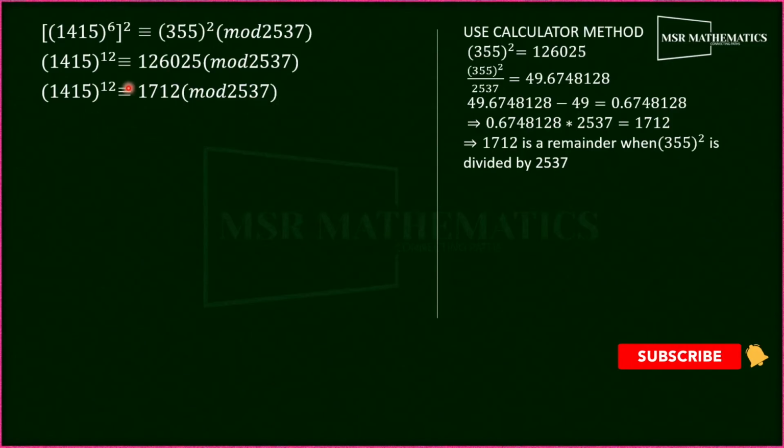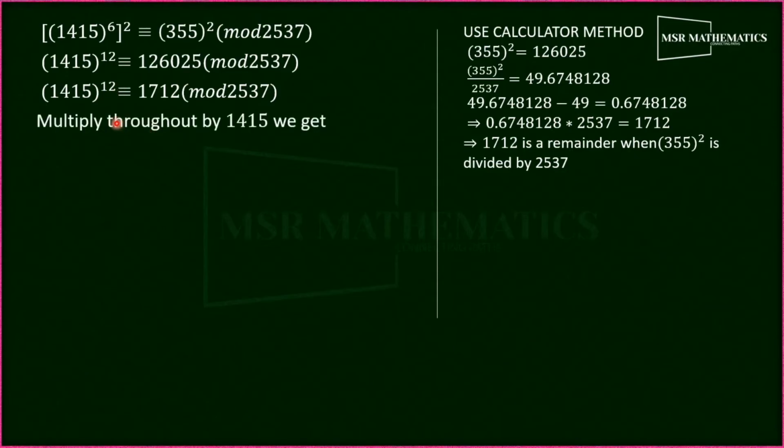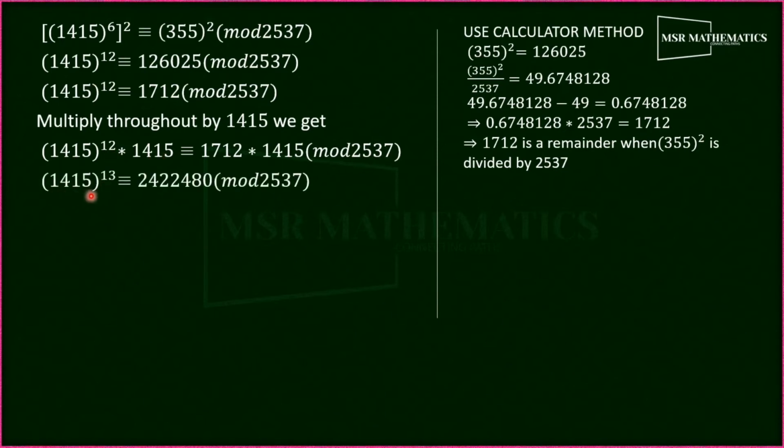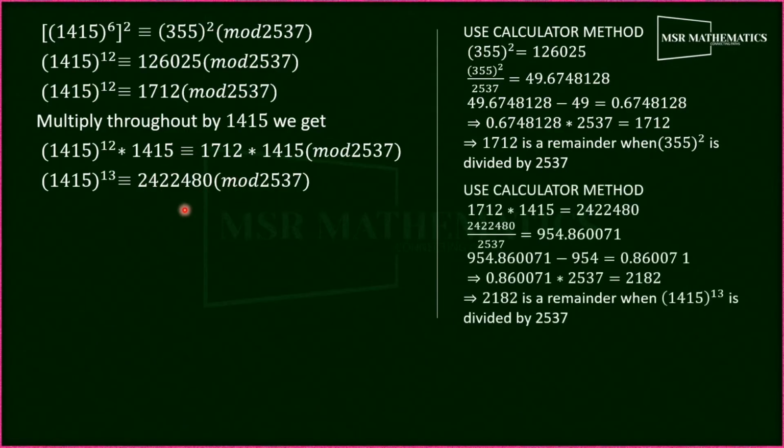But here we have to find the remainder for 1415 power 13. Next step, multiply throughout the equation by 1415. We get 1415 power 12 into 1415 is congruent to 1712 into 1415 under mod 2537. Here the bases are the same. If we add the powers we get 1415 power 13, which is congruent to, if you multiply these two values, we get 2422480. Next we have to find the remainder for this also. Next step, we have to divide this value by 2537.